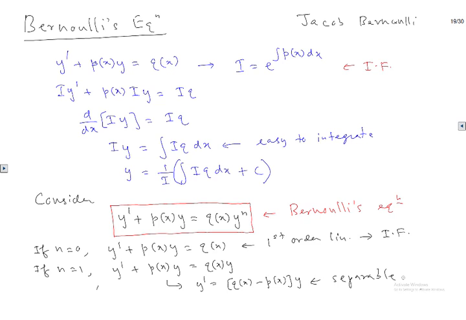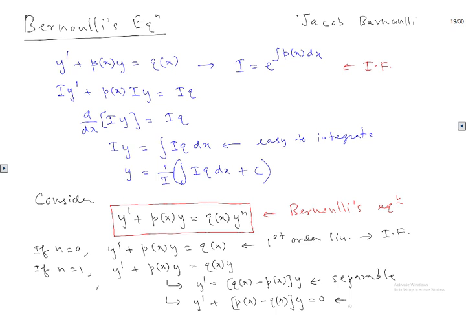It's just separable. Or you can move the q(x) term to the other side. So you can write it like that: y prime plus, if you move this term to the other side, p(x) minus q(x) y equals 0. So if we do that, this is first order linear.